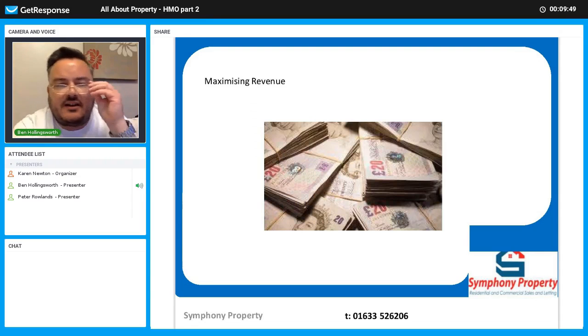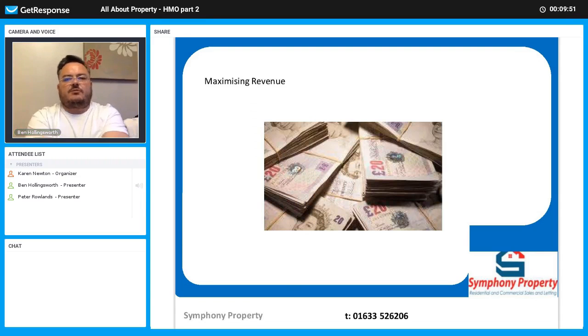Maximizing revenue. I see a lot of HMOs and I think to myself, wow, you could be doing so much more with this property. You could perhaps invest a little bit of money on refurbishments or changes to the property, and over your next 3, 5, 10, 15, 20-year period, your plan, your strategy for the HMO could change entirely.